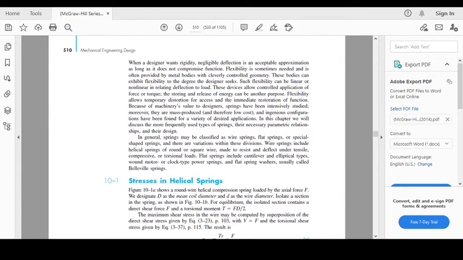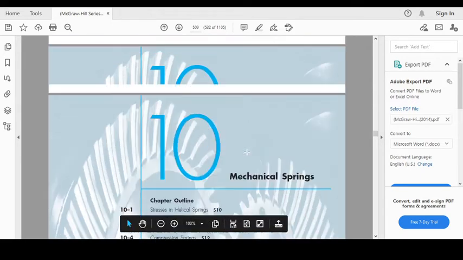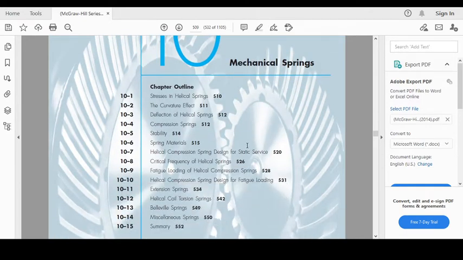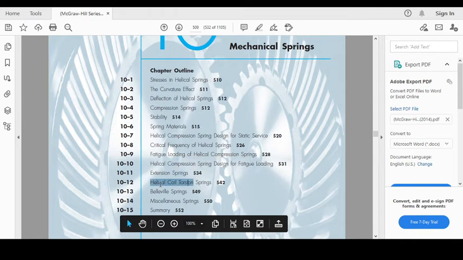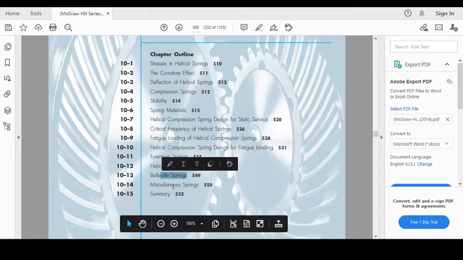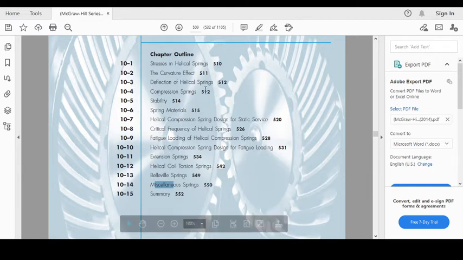Okay, baik. Okay, we go ulang balik. When we talk about spring, okay, this is all the topics that we cover in this spring, which is stress in helical spring, curvature effect, deflection of helical spring, compression spring, stability, spring material, helical compression spring, critical frequency of helical spring, fatigue loading, helical compression, extension spring, helical coil tension spring, valve wheel spring, and machineless spring. Okay, insyaAllah these 2 weeks we cover most of the subject. But the most important ones are all the upper topics.